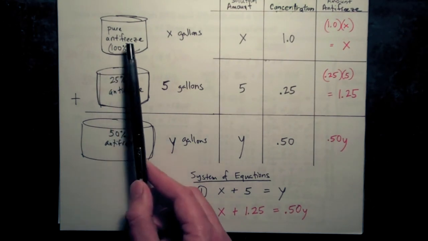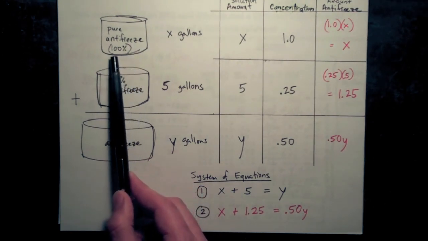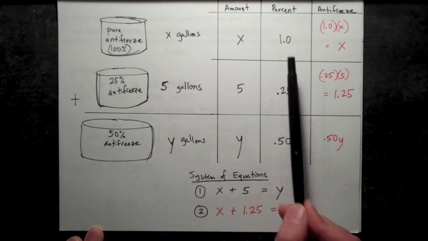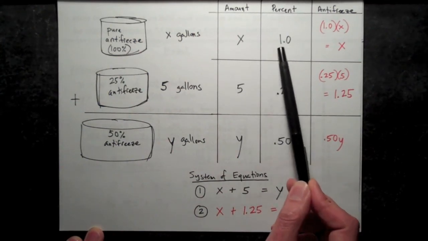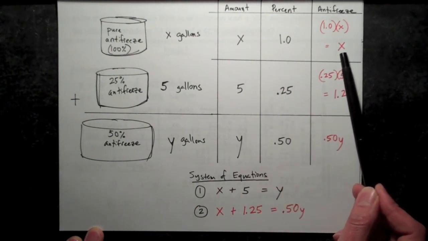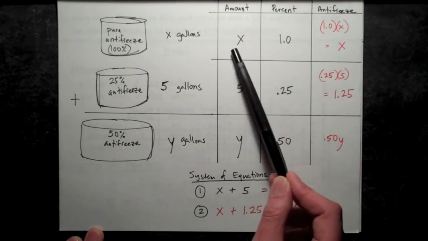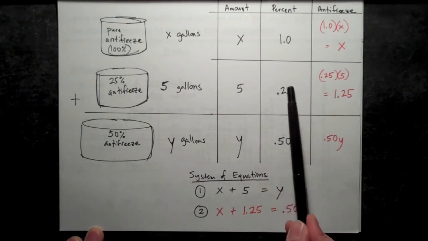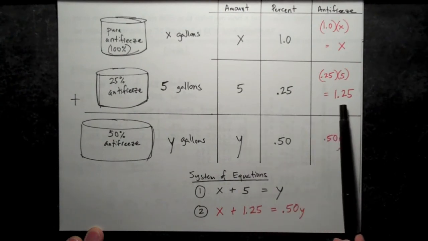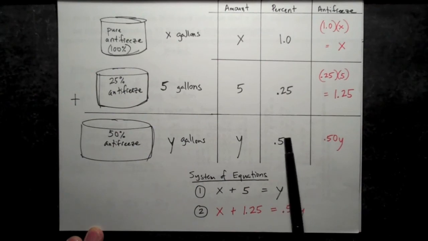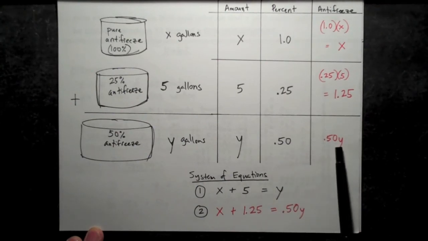Another interesting thing is that pure antifreeze has a concentration of 100%. So when we write that as a decimal, we get 1.0. And multiplying that times x for the amount of antifreeze just gives us x. This is pure antifreeze. So the amount of the solution is the same as the amount of antifreeze. 0.25 of 5 gallons is equal to 1.25, and for our mixture we have 0.50 of y gallons, 0.50 y.